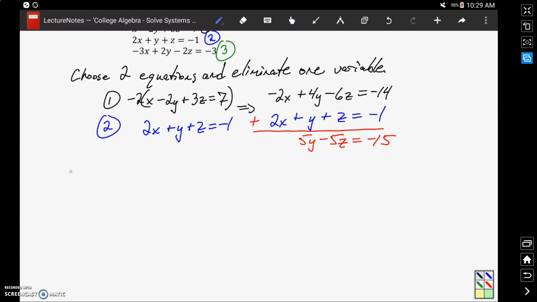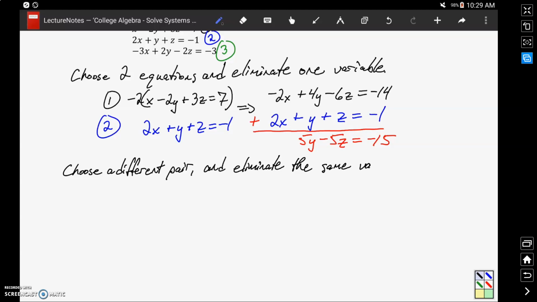Our next step will be to choose a different pair of equations. But now we have to make sure that we eliminate the same variable. So we can choose any pair as long as it's not 1 and 2. I'll choose 1 and 3.